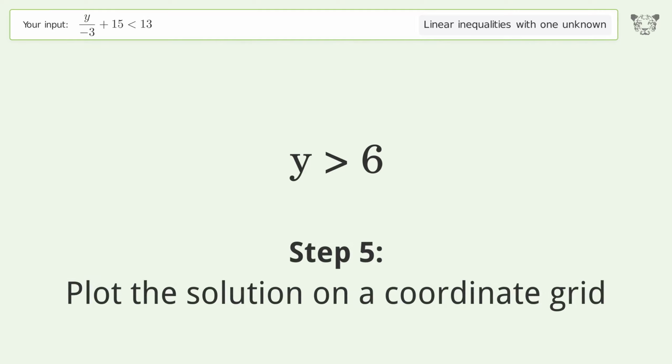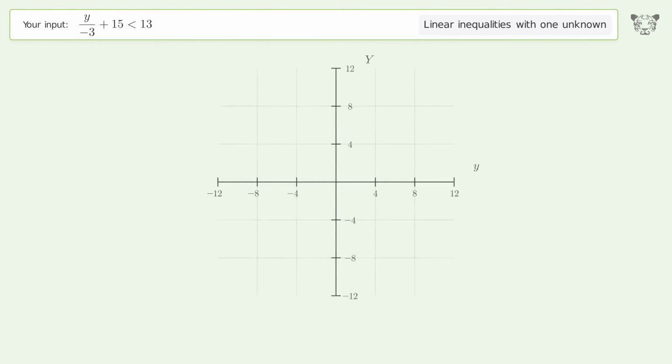Plot the solution on a coordinate grid. And so the final result is y greater than 6.